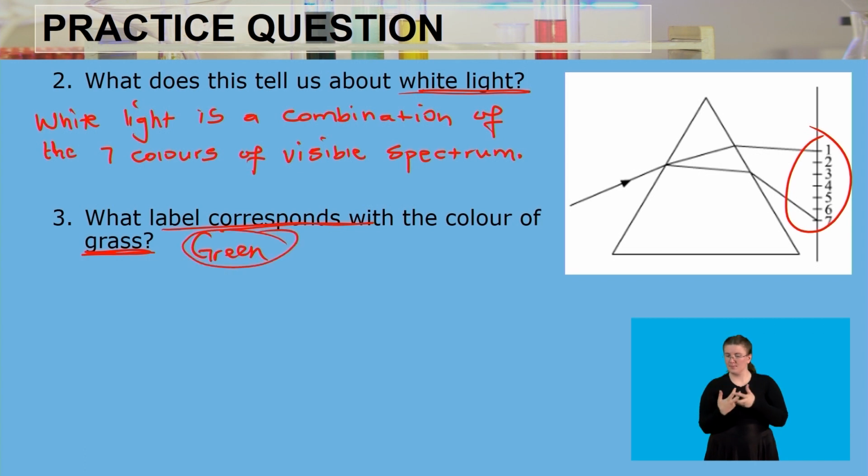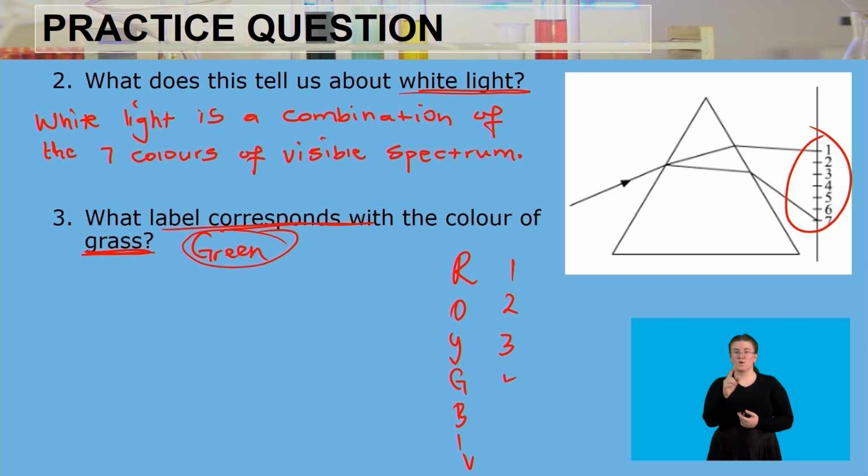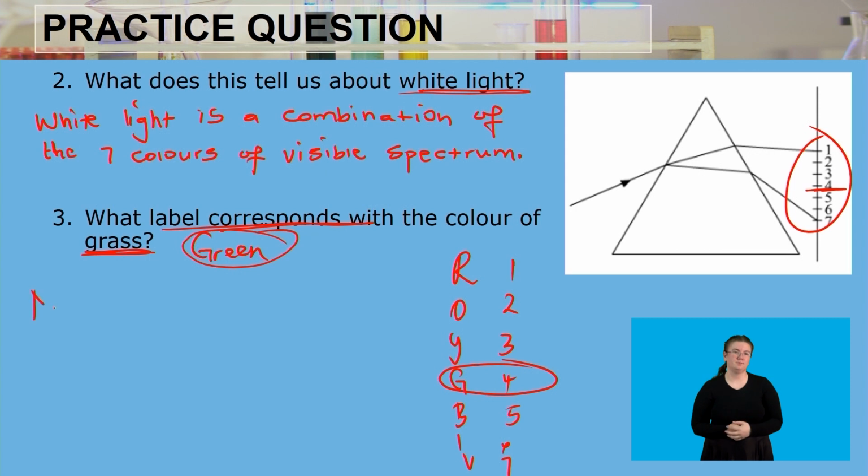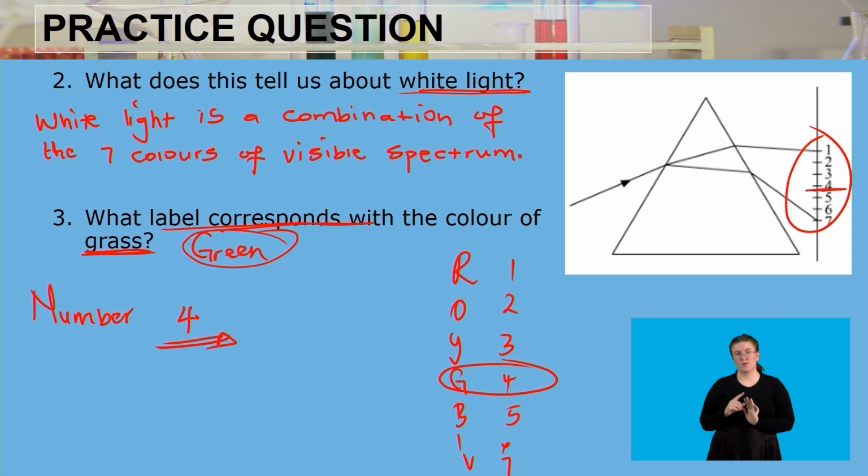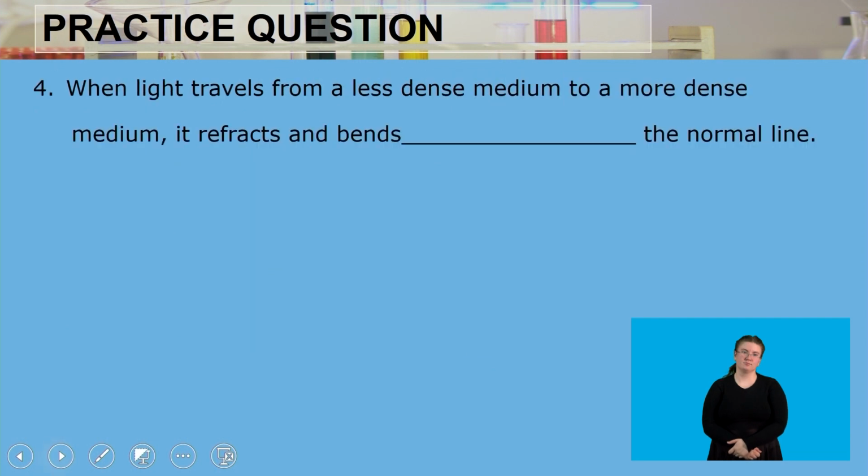Remember, you must always think of the ROYGBIV, as we have said. So that's number 1, 2, 3, 4, 5, 6, and 7. Therefore, label number 4 corresponds with green, being the color of grass. So that is going to be number 4. So number 4 corresponds with the color of grass, and that is going to be green.